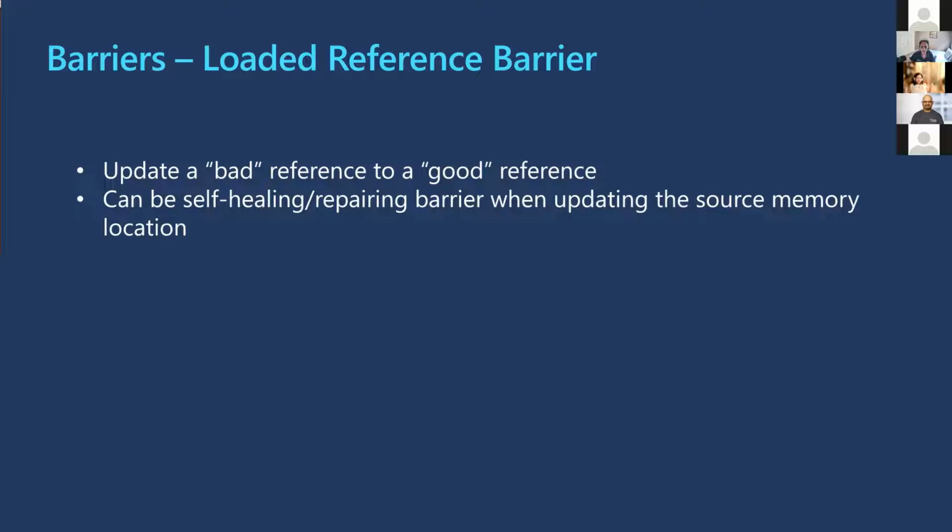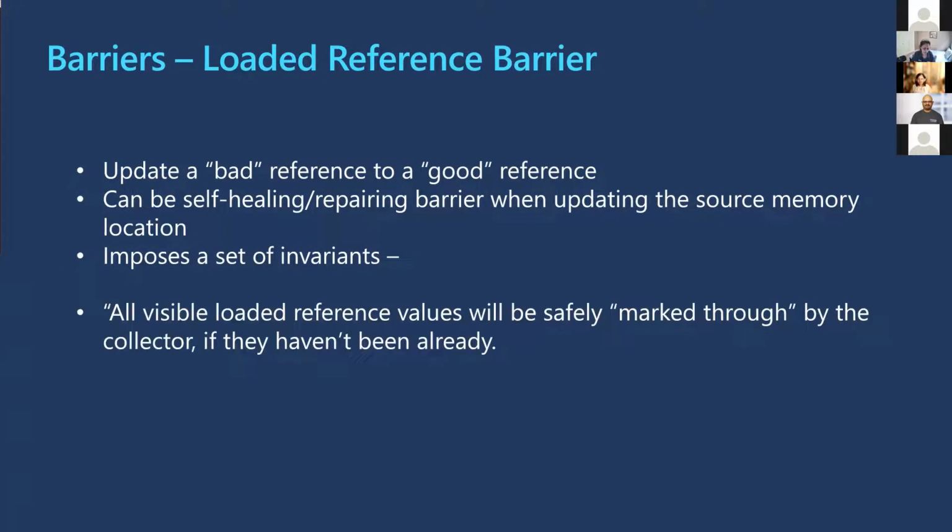As long as the garbage collector is maintaining the two-space invariant, then all I have to make sure is that a bad reference needs to be updated to a good reference. And that's the mantra now. So you can have a self-healing or repairing barrier, as long as somebody is doing the update to the source memory, so that the bad reference is now a good reference. It doesn't matter who does it. All that matters is that we impose those invariants.